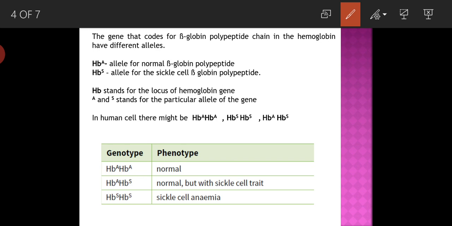The example in this video is about the beta-globin polypeptide chain of hemoglobin, which has different alleles. For example, HbA, or hemoglobin A, is the allele for the normal beta-globin polypeptide, and HbS is the allele for the sickle cell globin polypeptide. So the letters Hb stand for the hemoglobin gene, and the letters A and S stand for a particular allele of the gene.